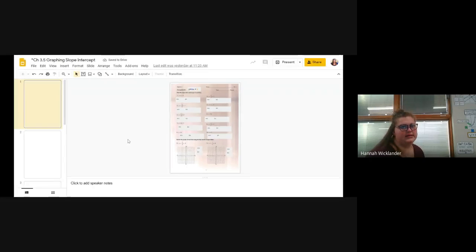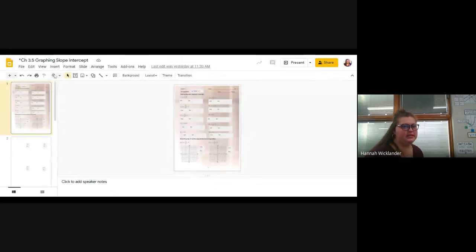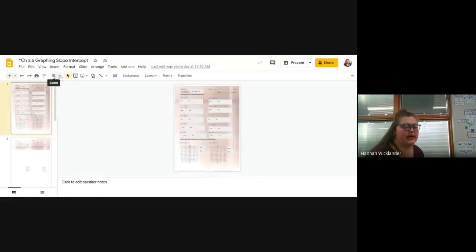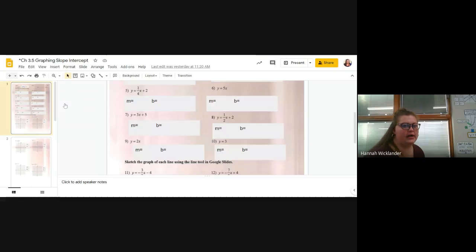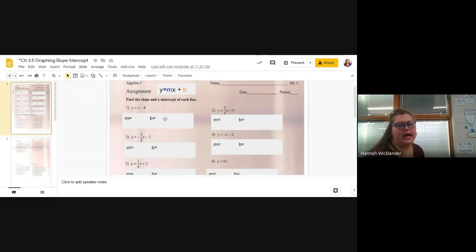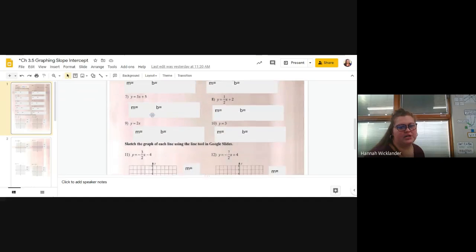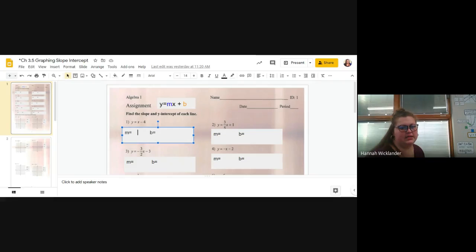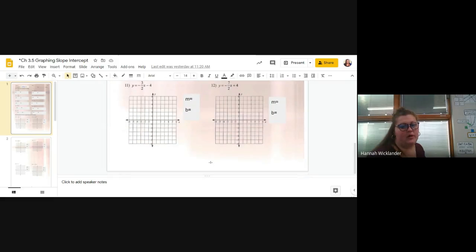So here is the worksheet. You're going to come up here to the magnifying glass, click the little arrow next to it, and go to 100% to make it bigger and easier to see. So for questions 1 through 10, you're just identifying the slope and the y-intercept. That is all you're going to do for that. Questions 11 through 20, this is how I gave it to period 4 yesterday, and then they had to use the line and try to graph it, and it was just really hard and confusing.